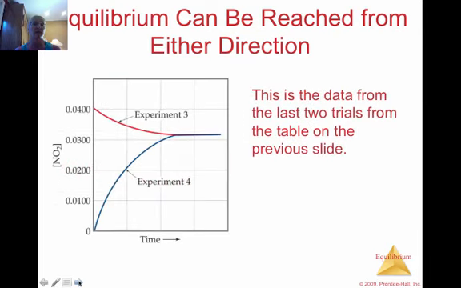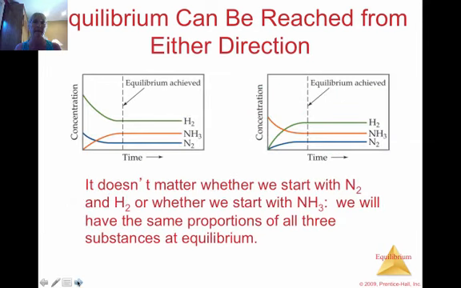So here is the data from those two trials being graphed. Here's time going by, and they just showed it as representing the concentration of nitrogen dioxide. Notice that it ends up in the same place. Notice that it again doesn't matter.